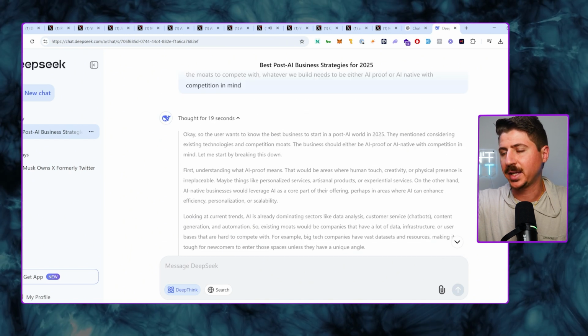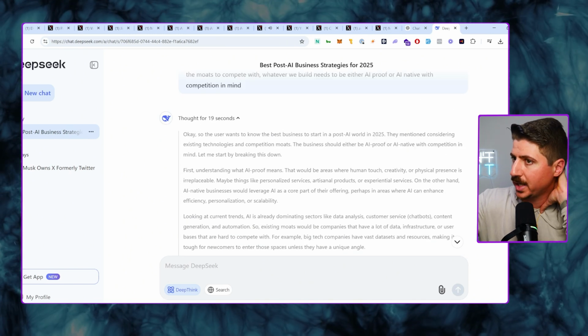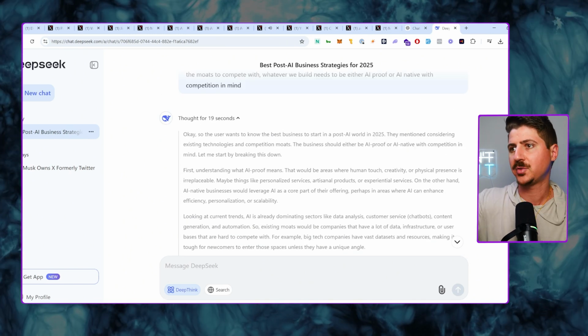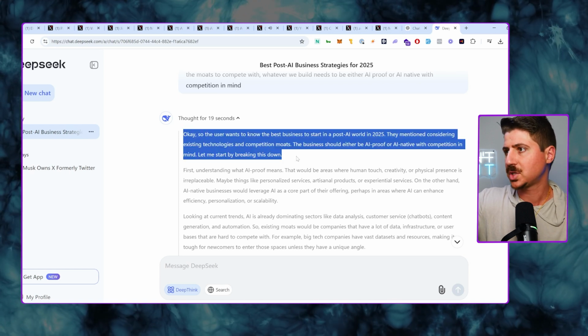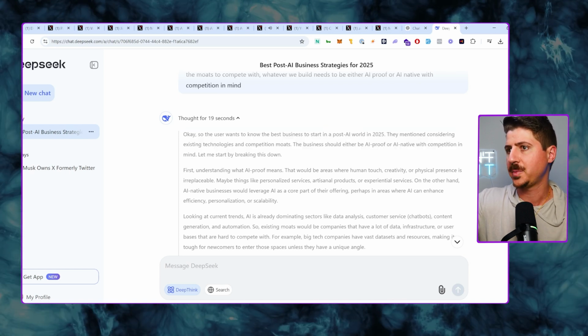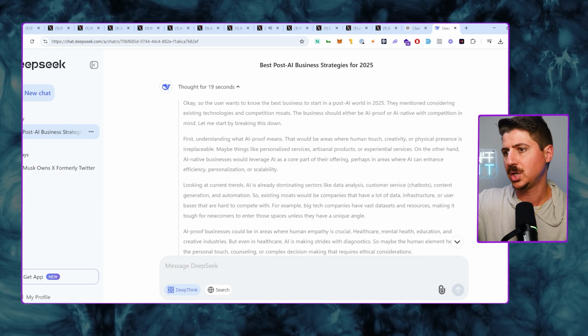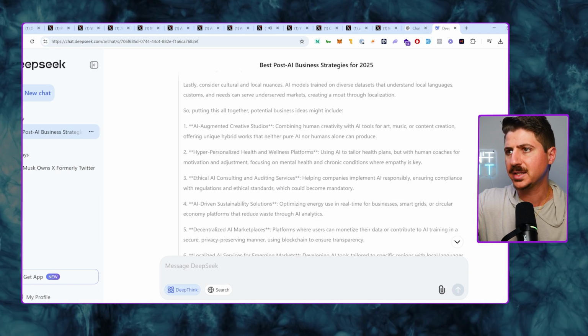It thought for 19 seconds and you can see the thinking process, right? Kind of what I was showing you earlier, how it's basically having a conversation with itself. Okay, so the user wants to know the best businesses to start in a post-AI world. They mentioned considering existing and competition moats, right? So they go through this thinking process and they did a lot of the same thing.